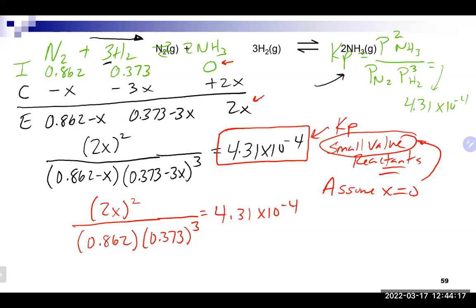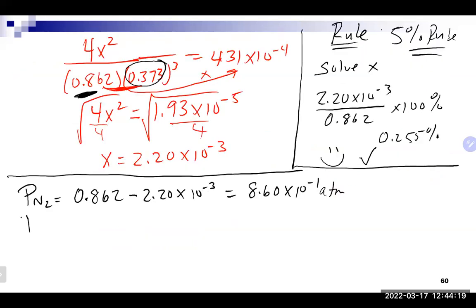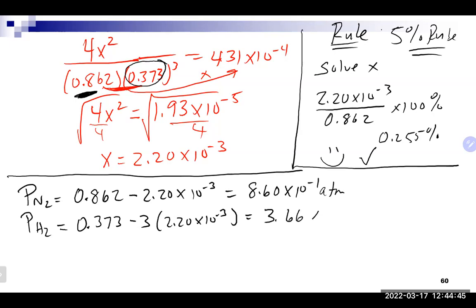For H2, the pressure of H2 is 0.373 minus 3 times X, 2.2 times 10 to the minus 3. That gets us 0.373 minus 3 times 2.2 times 10 to the minus 3, going to give us 3.66, we'll call it, times 10 to the minus 1 atmospheres.